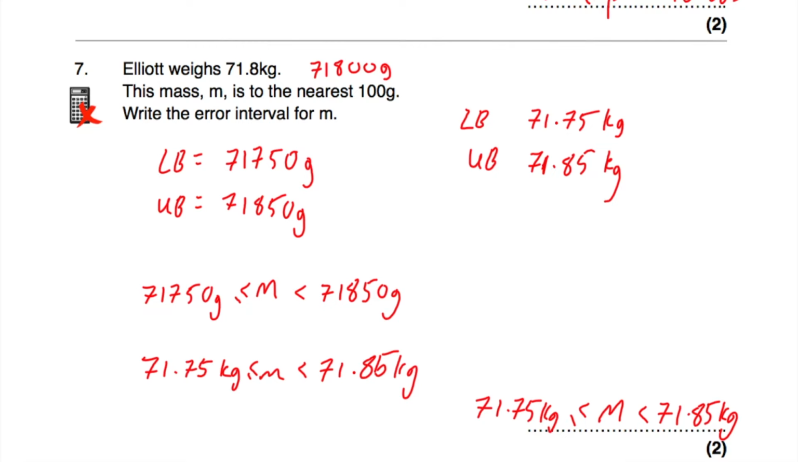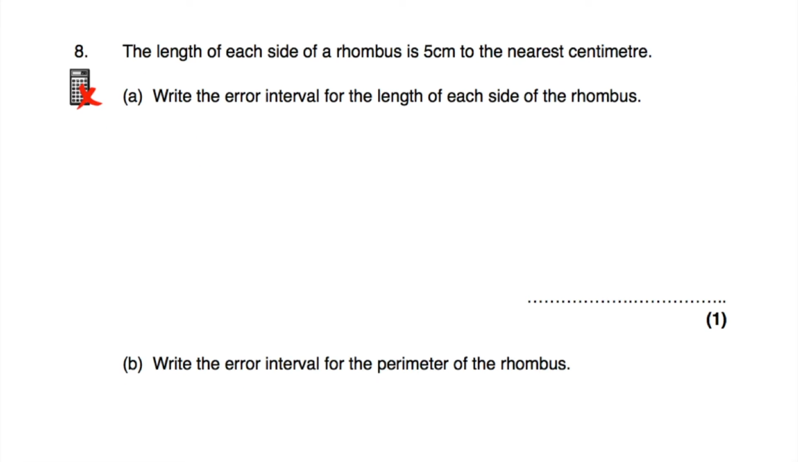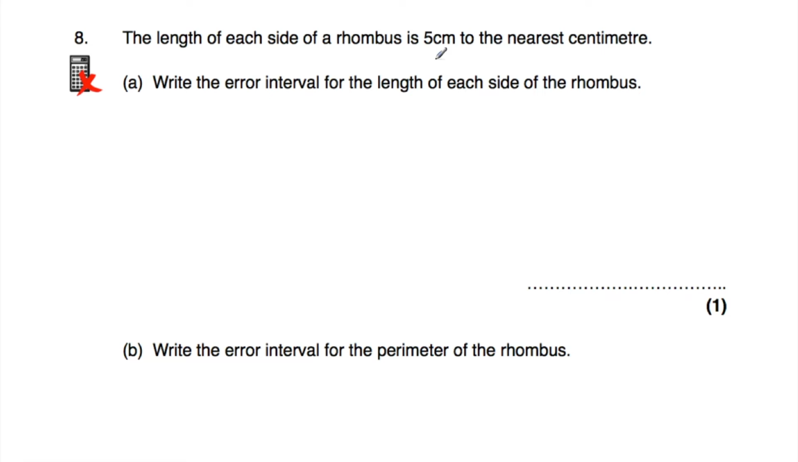Okay, let's have a look at our next question. So the next question says, the length of each side of a rhombus is 5 centimeters to the nearest centimeter. Write down an error interval for the length of each side of the rhombus. So let's call that L, the length of each side. So L is going to be greater than or equal to the lower bound, but less than the upper bound.